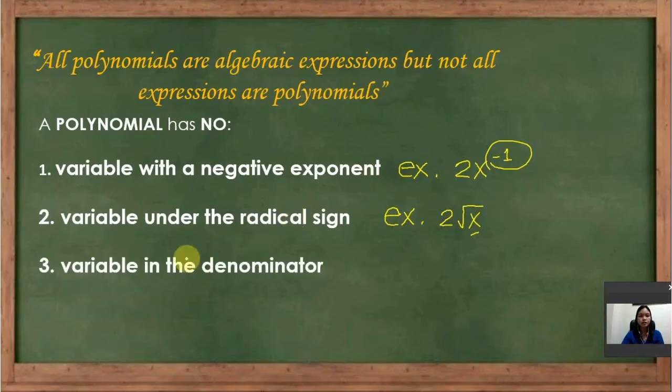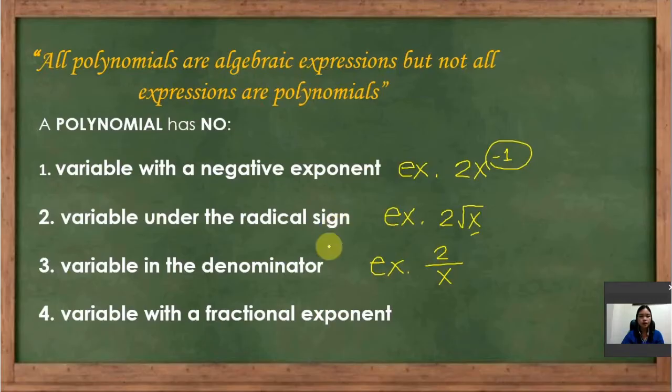Another, it has no variable in the denominator. Example, we have 2 over x. There is a variable in the denominator. And then a variable with a fractional exponent. Example, we have x raised to 3/4. So this is not a polynomial since the exponent is a fraction.